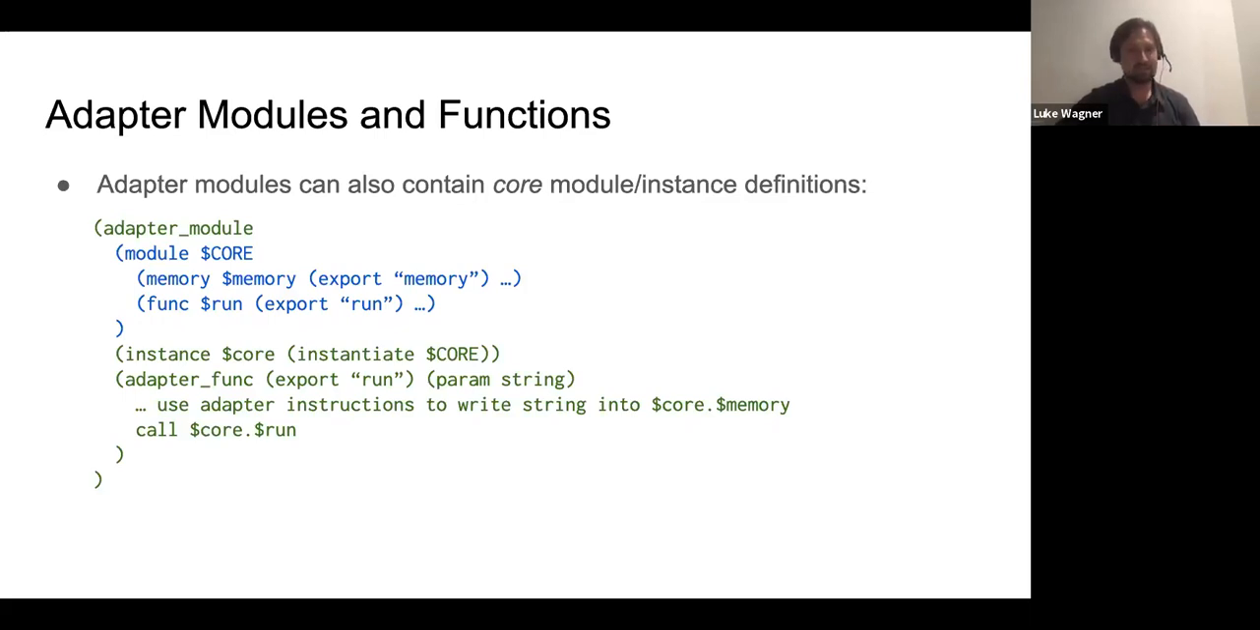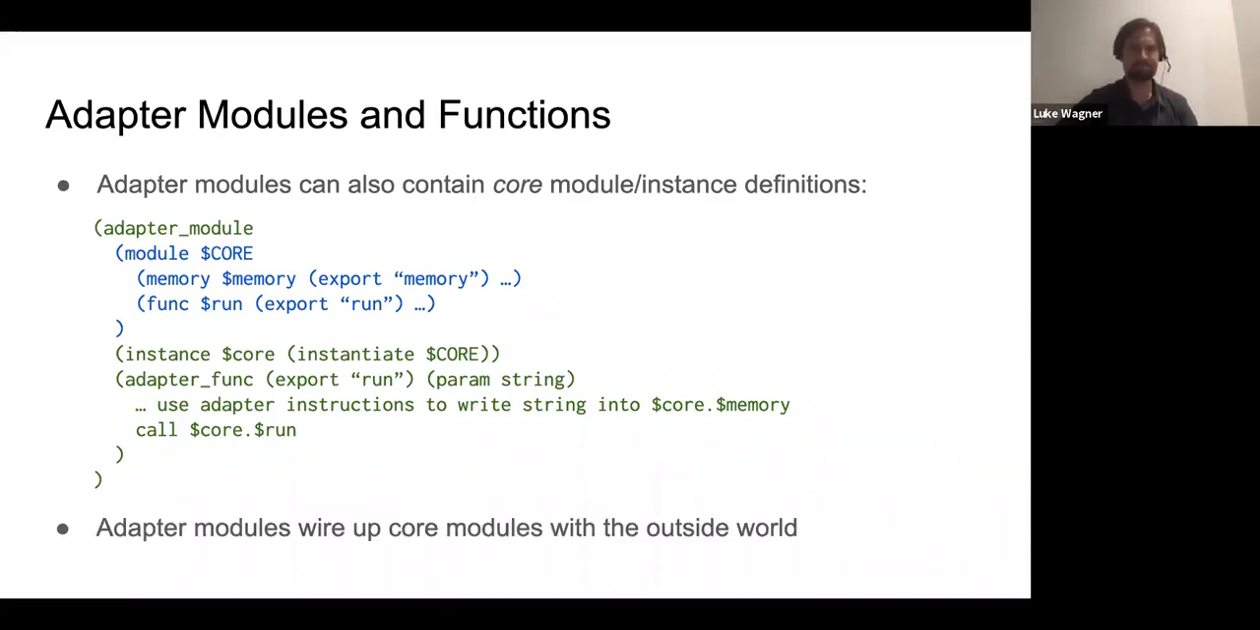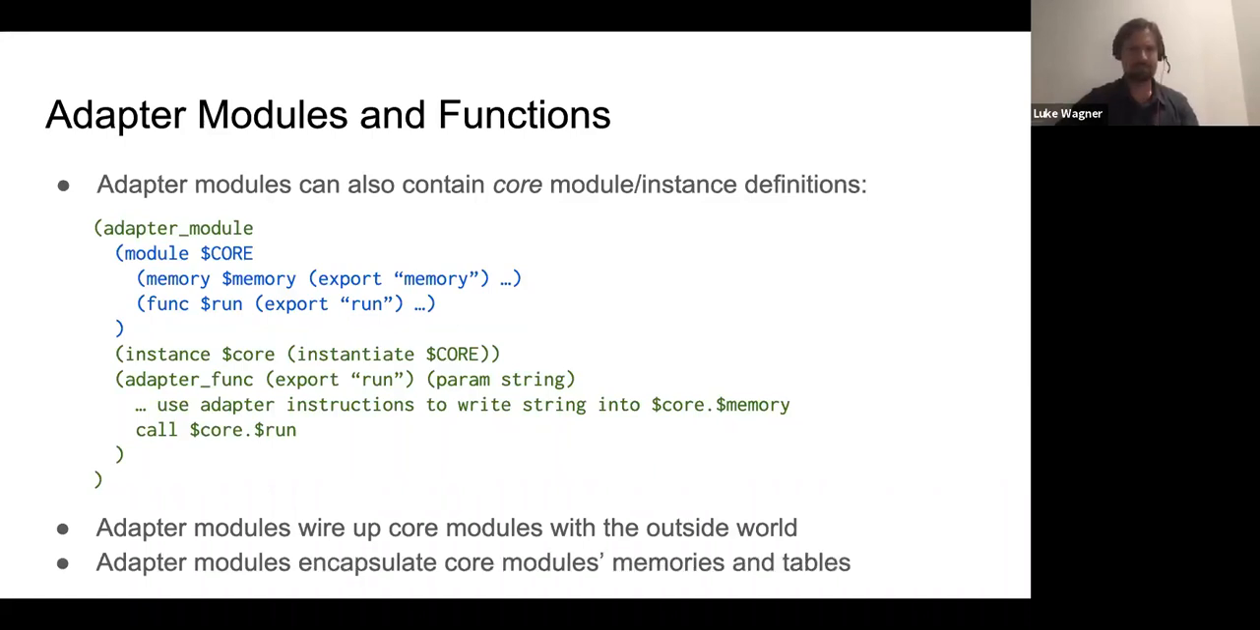So in particular, if I look at this module, even though the core module does export memory, the outer wrapping adapter module does not. So from the outside perspective, this module does not export memory. It just takes a string. Yeah, they wire up core modules with the outside world. That's their role. And they encapsulate the memories and tables.